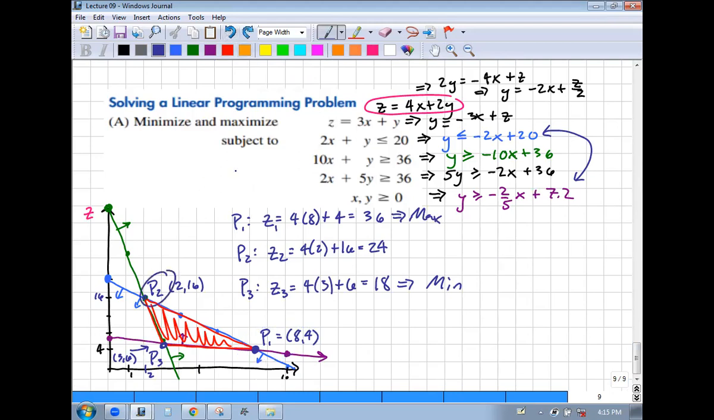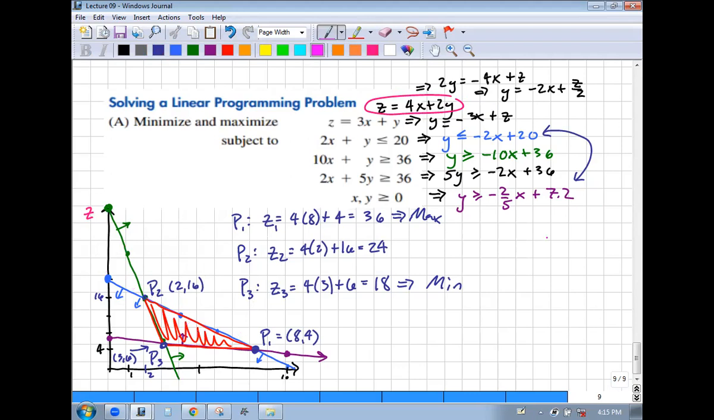And we can see that this is neither, because if we graphed our constant z's, we would have something like this. If we moved it down and changed our z value, there'd be a whole bunch of points that have the same value as P2. These would all give you 36 here, which isn't 24. And 24 is not a minimum or a maximum.